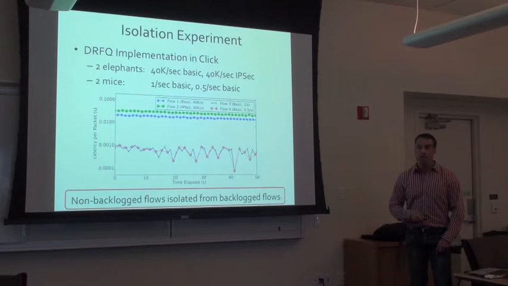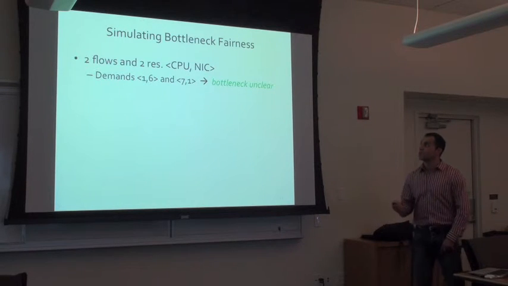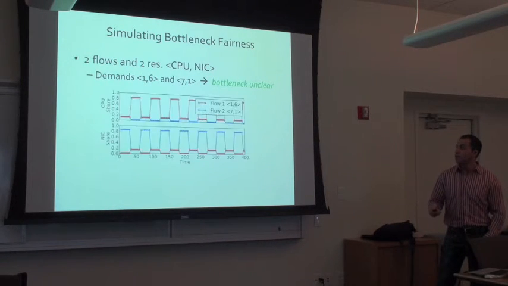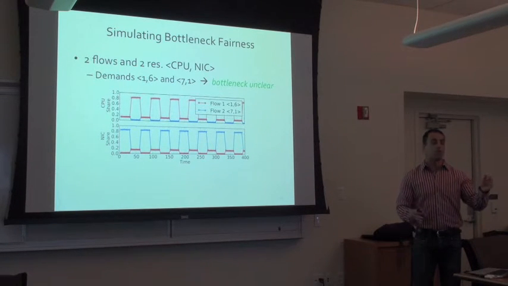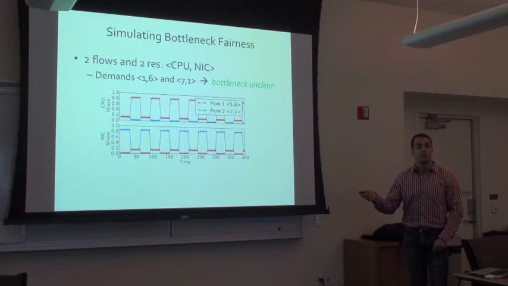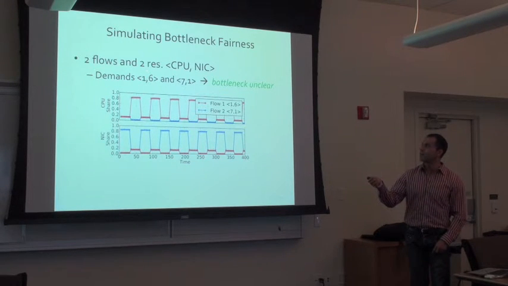Okay. And I can quickly mention this one. We also simulated this bottleneck fairness for the same workload. And here we have an example where one flow was using 1.6 and the other one was using 7.1. Another bad thing that can happen if you're using bottleneck fairness, which, if you remember, was the one where you try to determine what's the bottleneck and you apply fair queuing to that, is that you get into these oscillations where it keeps jumping from one resource to the other. Because here it's really unclear. There is no one bottleneck. Really, both resources are a bottleneck when you have demands of this sort.